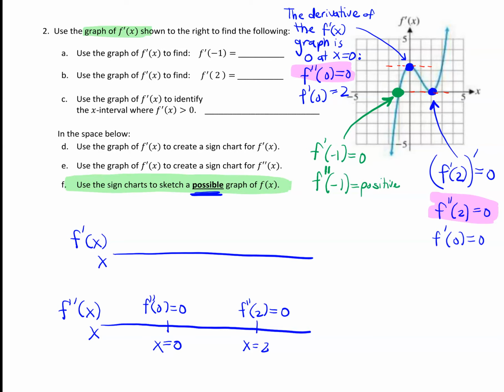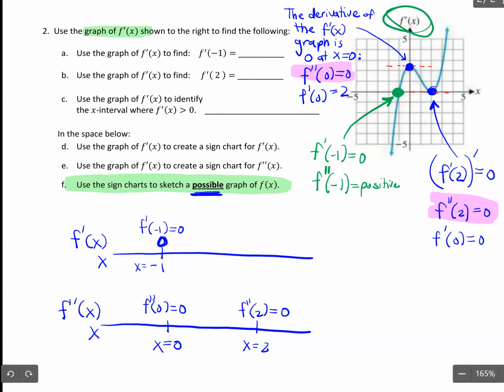inputs and outputs of this graph, at -1, the output is 0. The output is f prime of x, so at -1, f prime is 0. So that's going to be a partition number on this number line, -1. If I put -1 into the graph of that function, I get 0 out. So it's a 0 right there.